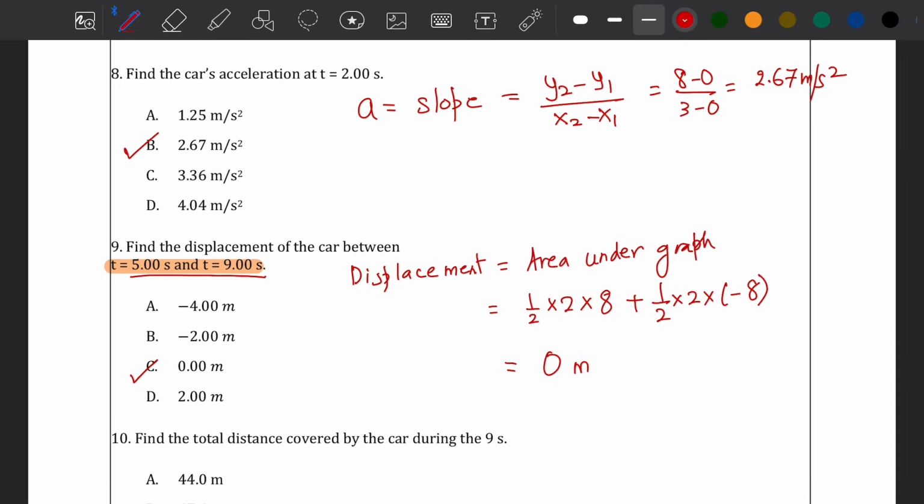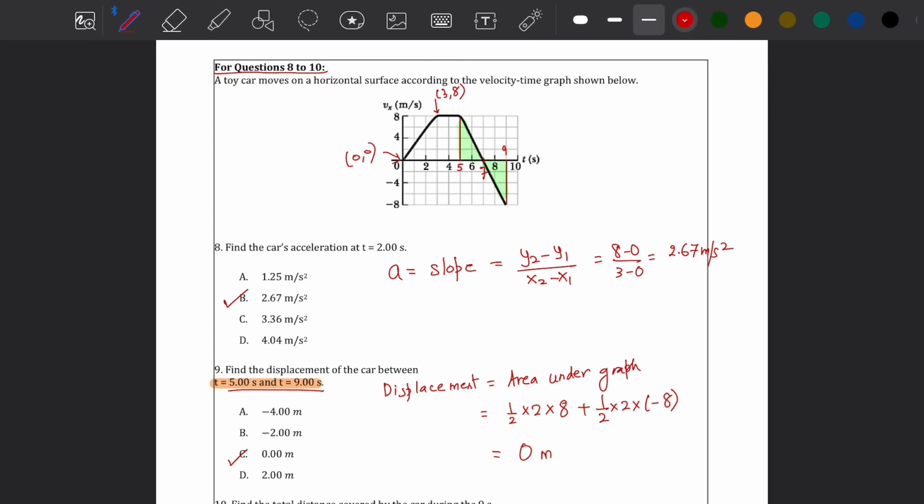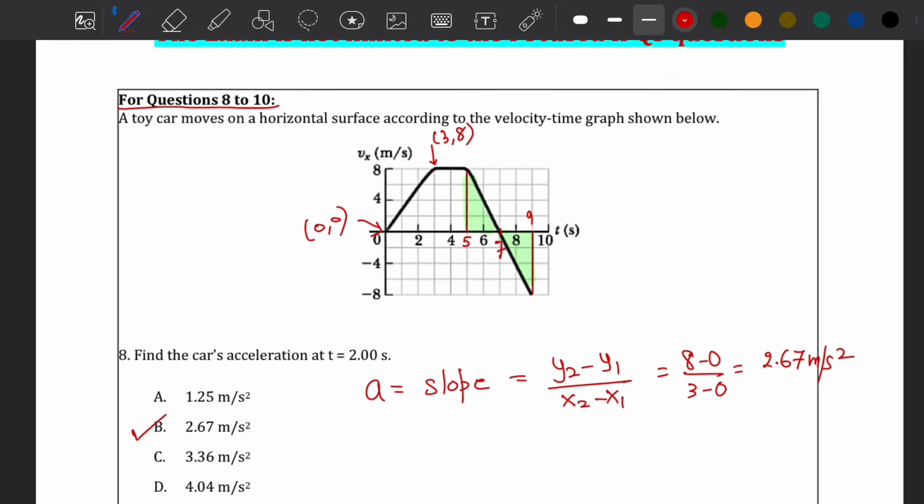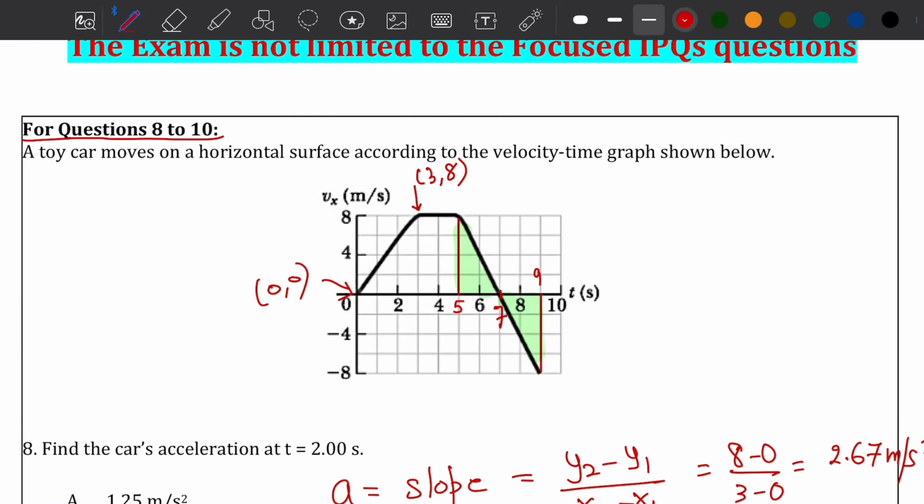Next, find the total distance covered by the car during the 9 seconds. So now it's asking for the whole journey from 0 to 9. So we'll go back to the diagram, and this time we want to find the area of the rest of the graph as well. So let's just divide this area into 2 more parts so that we can easily see that there is a triangle here and we have got a rectangle here.